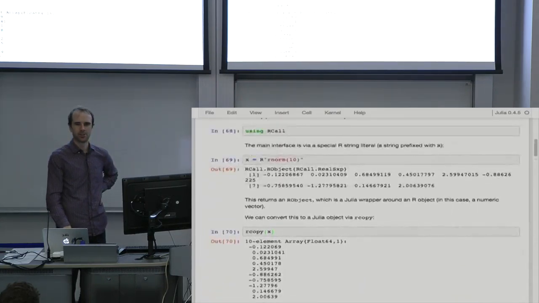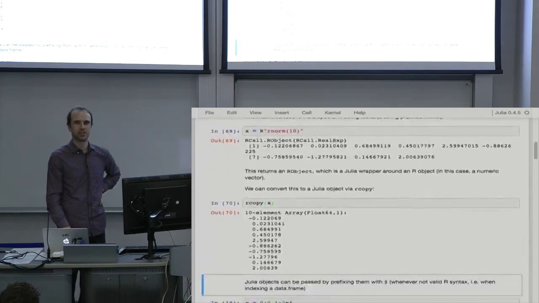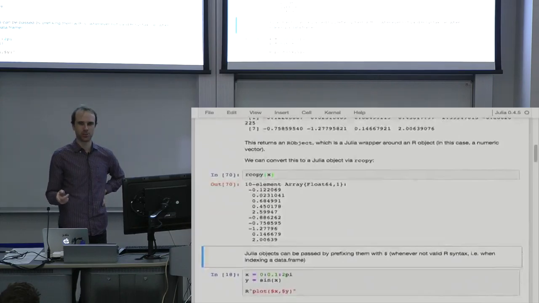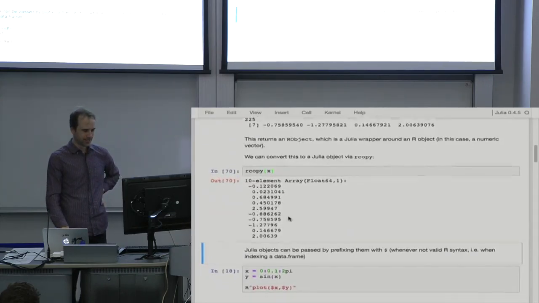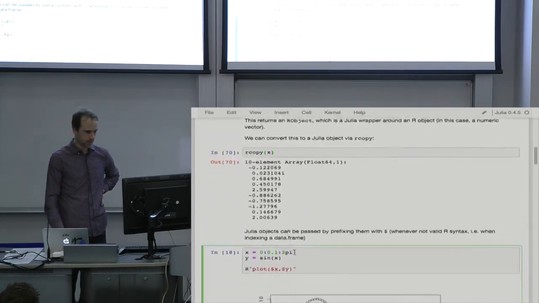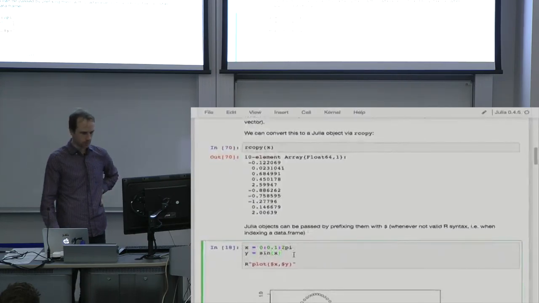So that's great. You can call some R code and do that. What's nice is you can then just pass Julia objects to R. There's a bit of a hack here that works. So we have two Julia vectors, x, which is 0 to 2 pi, and y, the sine of that value. And then we run plot.